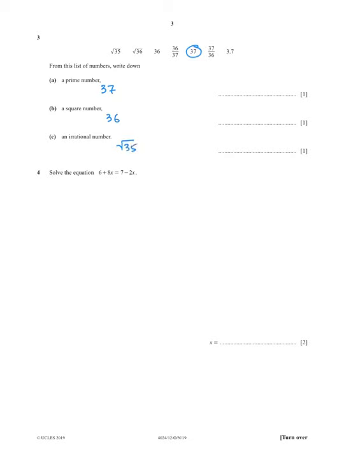Solve the equation 6 plus 8x equals 7 minus 2x. Firstly, minus 2x on the right side, it will be plus 2x on the left side. 8x plus 2x, 10x equals 7 minus 6. So x is equal to 1 divided by 10, and you can say that x is 0.1, answer.